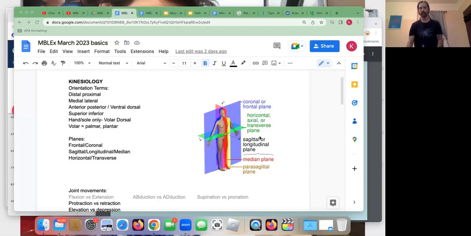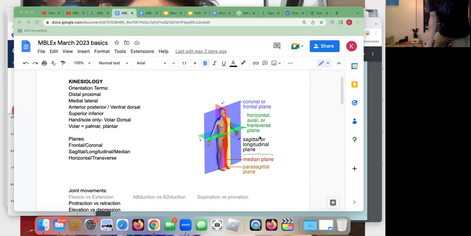Okay, so this movement here, right? This is abduction, and this is adduction, like adding toward the midline. So say this with me. Frontal plane is abduction and adduction. Frontal plane is abduction and adduction.